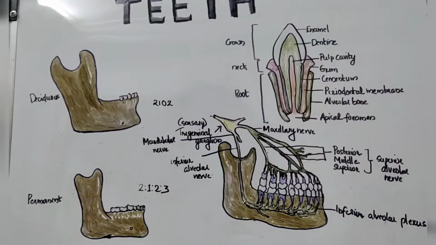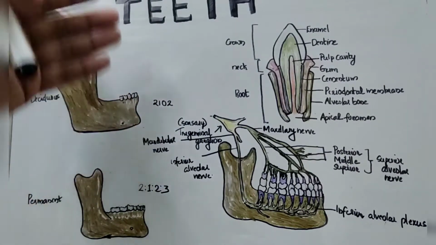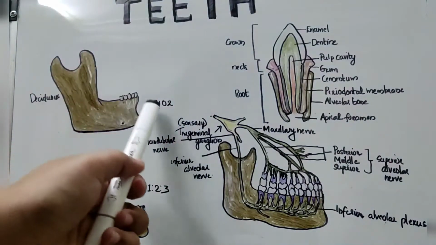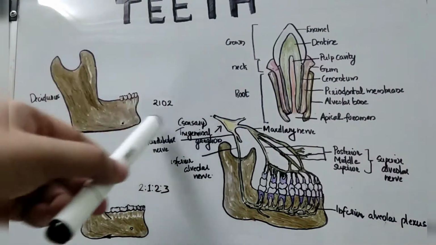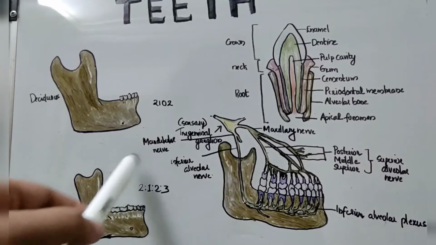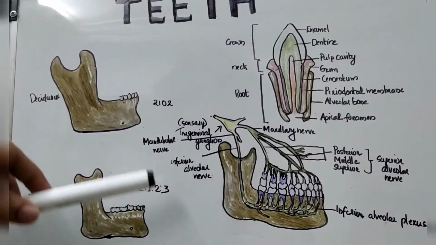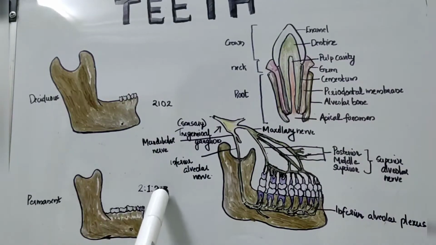So what is the dental formula for the milk teeth and the permanent teeth? In humans, the dental formula for the milk teeth is 2102 for half of the jaw. That is, half of the jaw has a total of 5 teeth: 2 incisors, 1 canine, 0 premolars and 2 molars. That is in children. In an adult, it is replaced by permanent teeth, and the dental formula is 2123 for half of the jaw: 2 incisors, 1 canine, 2 premolars and 3 molars.